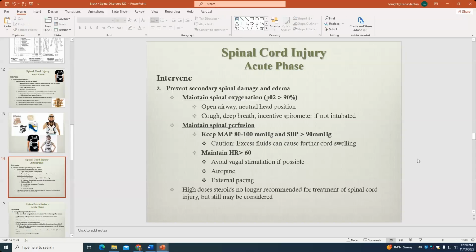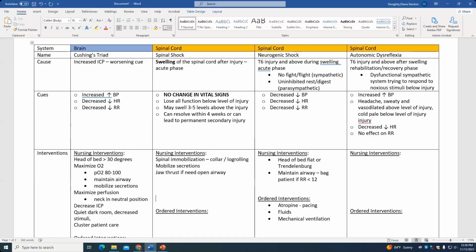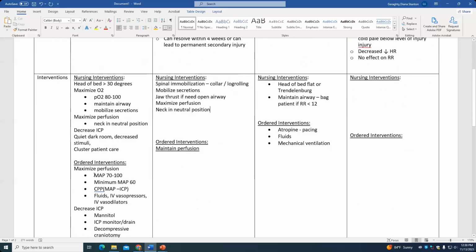So how do you think we are going to keep the spinal perfusion going? What do you think we're going to do for their blood pressure to maintain their perfusion? This would need to be ordered. We want to maintain perfusion. So we can still do the same things we did in Cushing's triad. We want that neck in neutral position. And our ordered things to maximize perfusion.